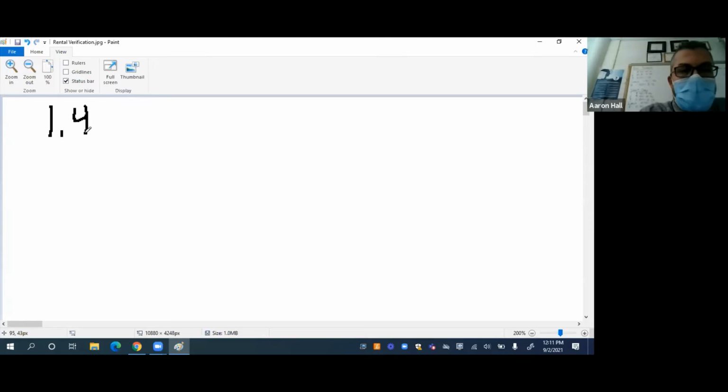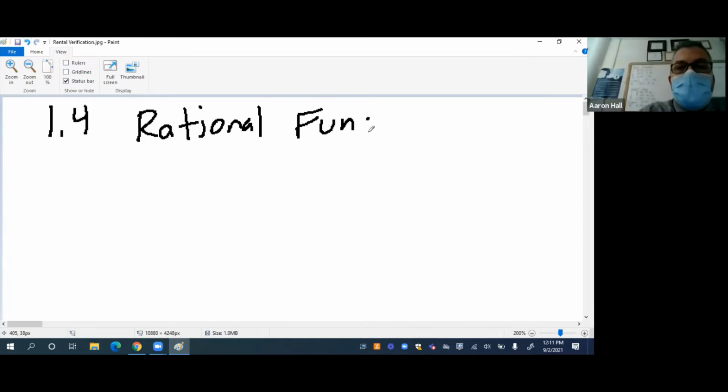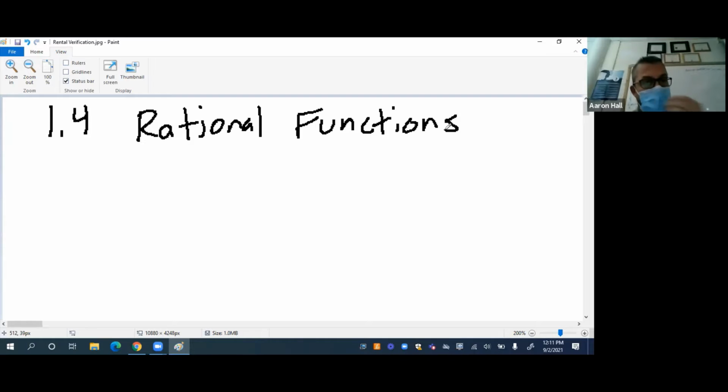1.4 is on rational functions. Now remember that there's lots of different kinds of functions. There are linear functions, there are quadratic functions, there are exponential functions. These are different function families.